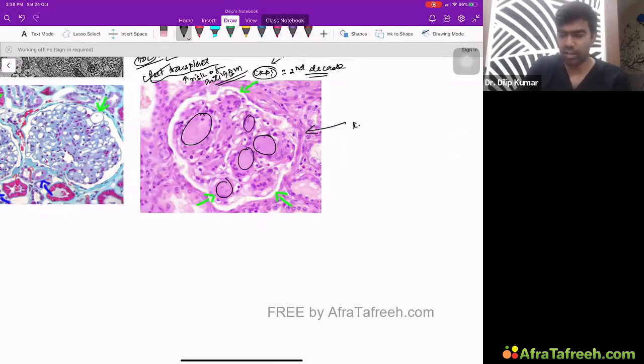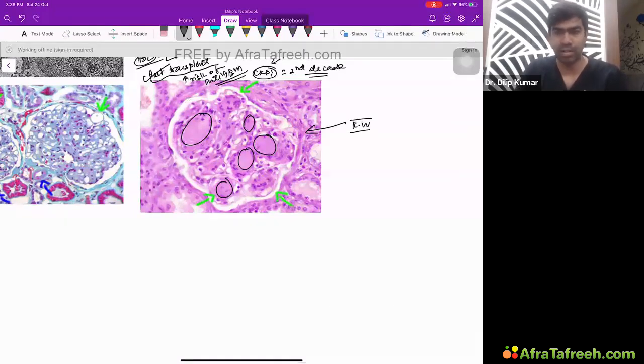This is a Kimmelstiel-Wilson lesion. Everyone will be aware of that, so no need to tell multiple times regarding this. This is a typical Kimmelstiel-Wilson lesion, nodular glomerulosclerosis. Even though this is quite pathognomonic for diabetic kidney disease, it's not seen in many of the cases.